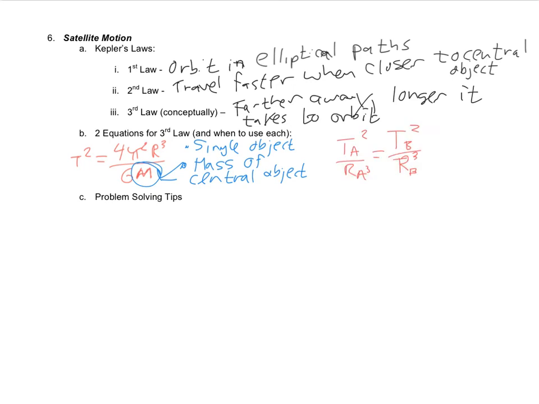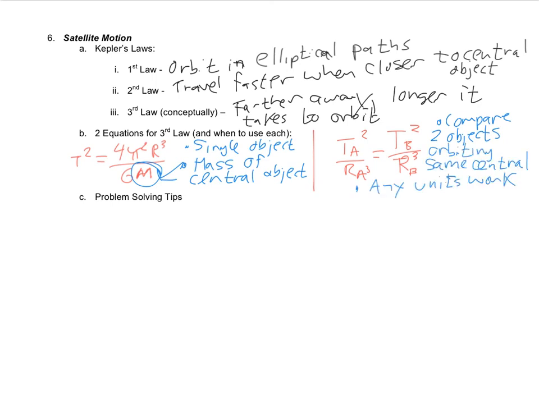The second way that we can do Kepler's third law is this ratio format, T_A squared over R_A cubed equals T_B squared over R_B cubed. This is going to be useful when we are comparing two objects orbiting the same thing. That's the time when we're going to use this. The advantage of this one, in addition to not needing to know the mass of the central object, is that we can use any units for this one because they're going to cancel out as long as they're the same on both sides. So period could be in years or days or months or whatever, as long as it's the same.